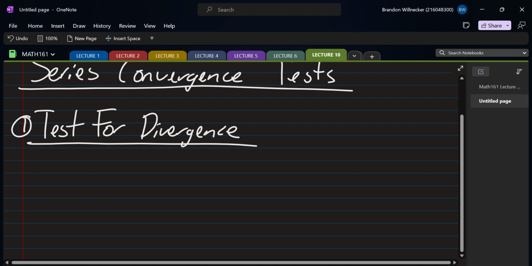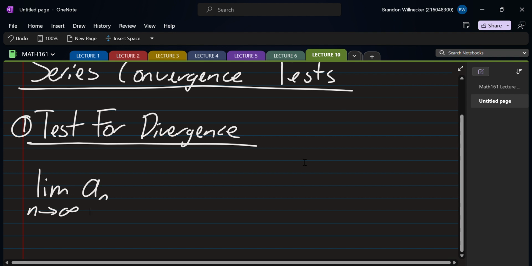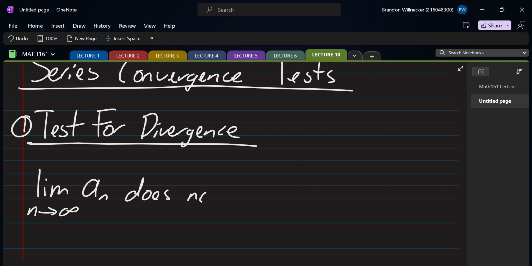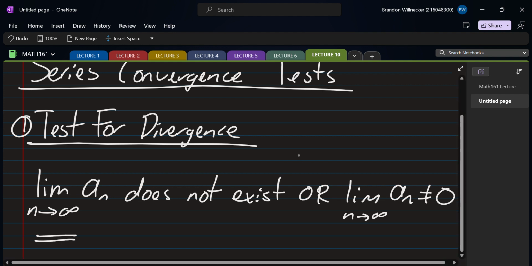For the test for divergence, what we want is to calculate the limit as n goes to infinity of the sequence. Remember for a series, we're summing up a sequence. We look at these sequence values, a_n, and we take the limit. If the limit does not exist, or the limit is non-zero, then the sum from n equals 1 to infinity of a_n diverges.